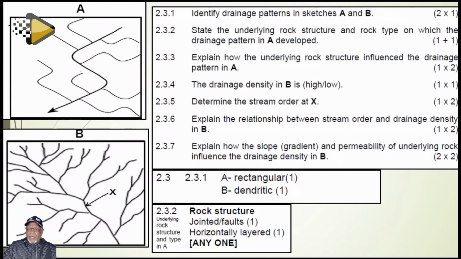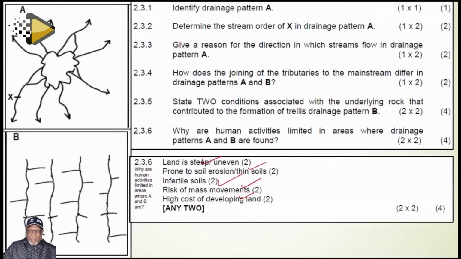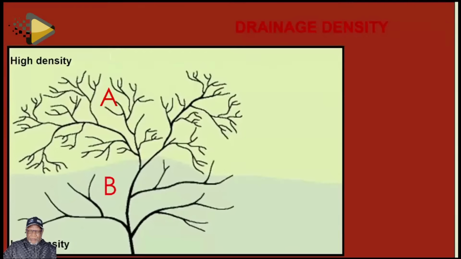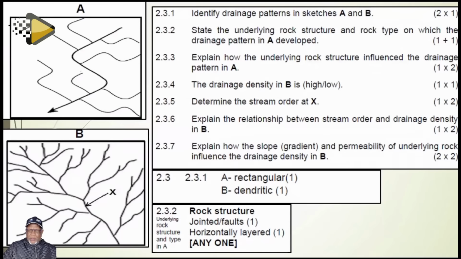Explain how the underlying rock structure influenced the drainage pattern at A. What's happening here? So what is happening there? The streams are following the joints. The streams are simply following the joints.